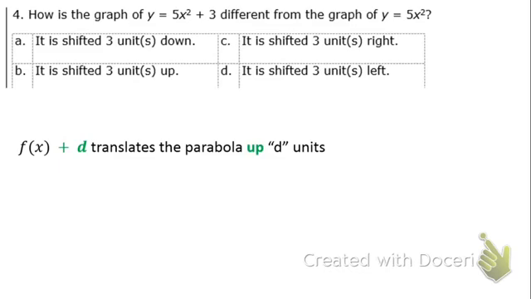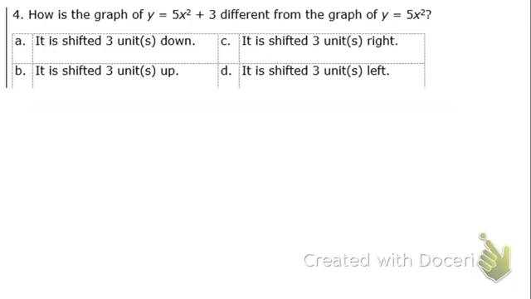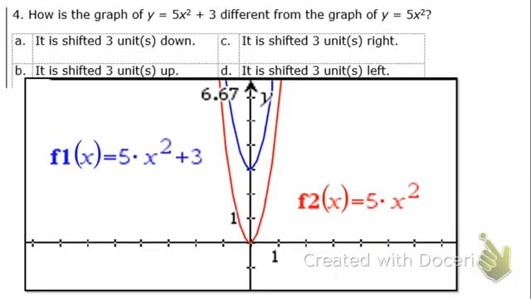up 3 units. Now again, we're going to bring up our graphing calculator, and this is what you need to do if you do not know your rules. You graph the first equation and you graph the second equation, and then you can compare. The blue parabola, which was the first one, is up 3 from the other one, okay? How is the graph of 5x squared plus 3 different from the graph of 5x squared? So again, the blue parabola is up 3 from the red one, okay? So that's why it's B. So you got to be paying attention to how they ask which one they're comparing it to.